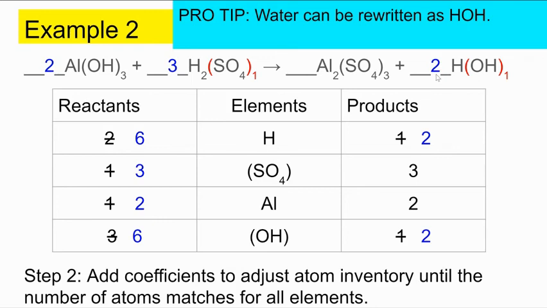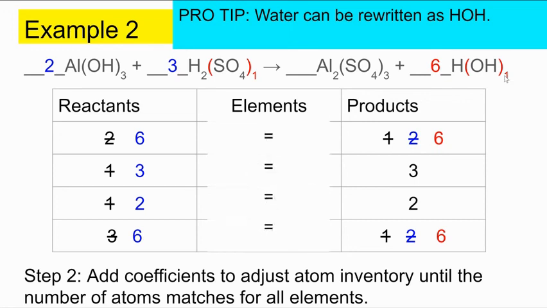What number should we use instead there? Hopefully you set it as 6, which will give us 6 hydrogen atoms as well as 6 hydroxide groups. And our reaction is balanced. We have the same number of atoms and the same number of groups on both sides of the reaction. We're done. We can say that for every 2 moles of aluminum hydroxide, we need 3 moles of sulfuric acid, H2SO4, to produce 1 mole of aluminum sulfate and 6 moles of water, HOH.